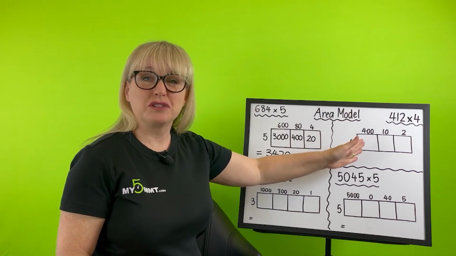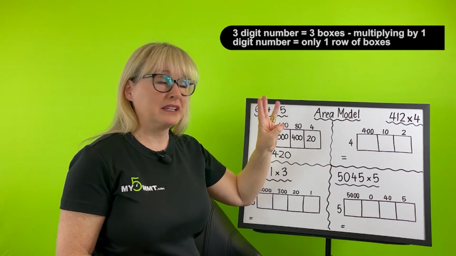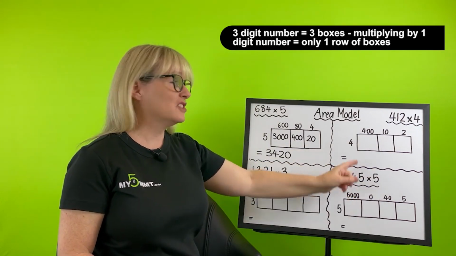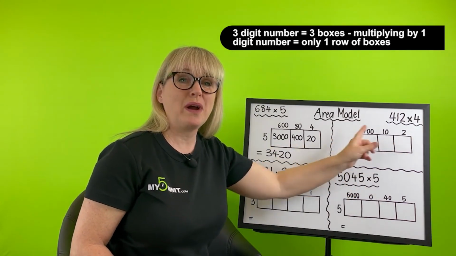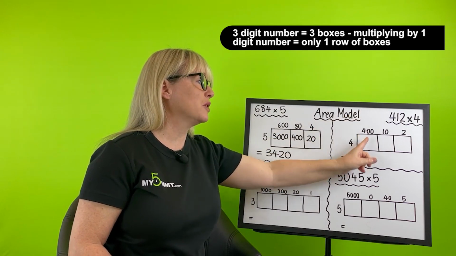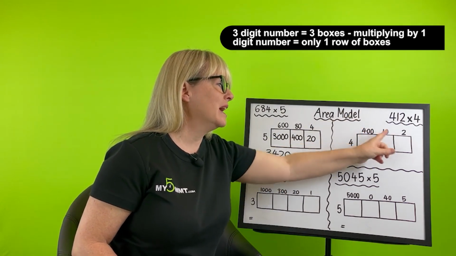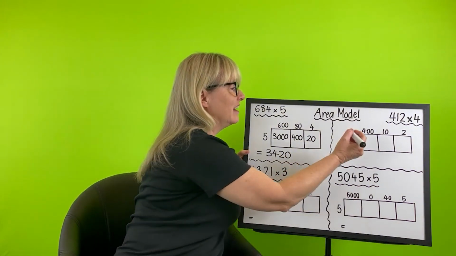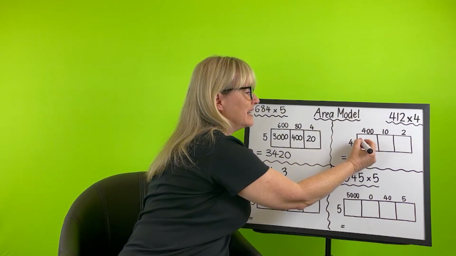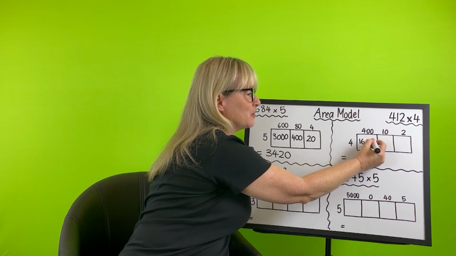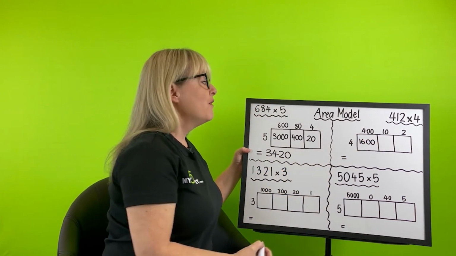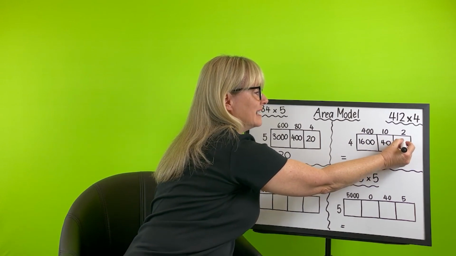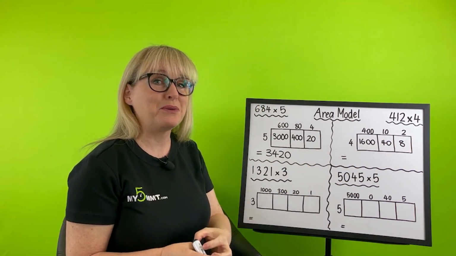This one is 412 times 4. It's a three-digit number, so there's three boxes. It's times a one-digit number, so there's only one row. And I've broken up 412 into 400, 10 and 2 and multiplying by 4 on the side. And now I can calculate. 4 times 400 is 1,600. 4 times 10 is 40 and 4 times 2 is 8. And now I gather them up and put it back together.